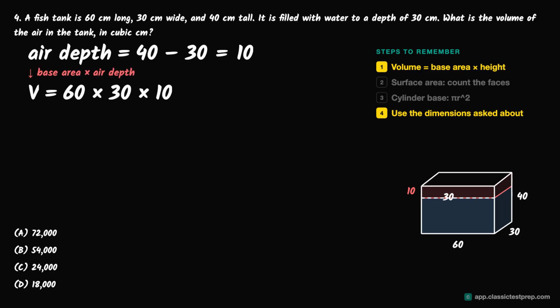So we really want 60 times 30 times 10, which comes out to 18,000 cubic centimeters, which is answer D. So what you have to do in this question is watch out for the multiple traps that expect you to plug the wrong depth number into your equation. Watch out for that, and you're going to be just fine.